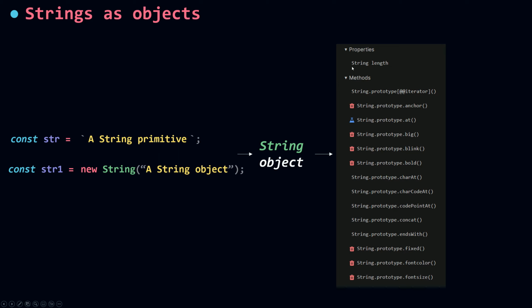Specifically, the string object has only one property, which is length, and lots of methods. Some of them are still in the experimental phase, and some are deprecated. We're not going to cover these, and this leaves us with 34 methods in total. Let's go and talk about the property length.